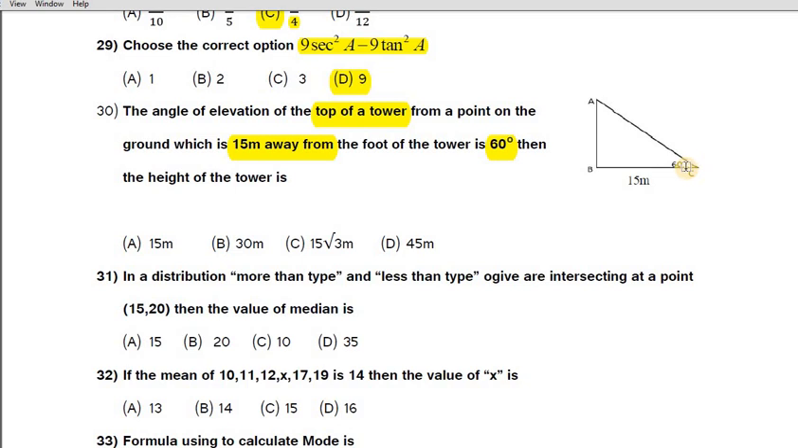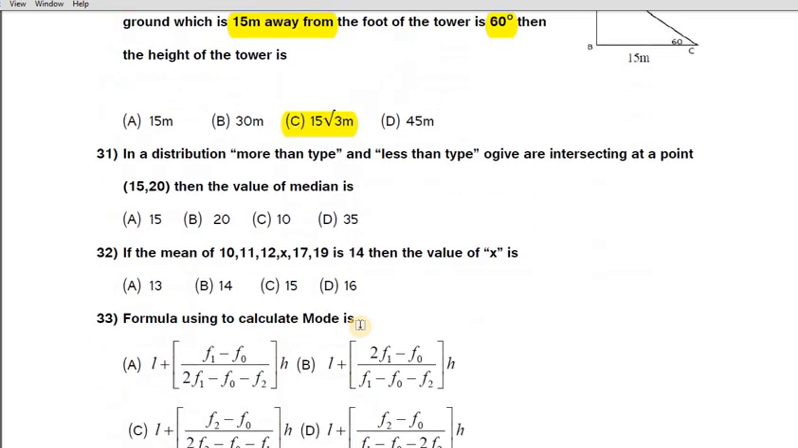So which trigonometric ratio will we use? BC is given, AB we need to find. So AB is perpendicular, BC is base, means opposite side by adjacent side. So that is the tan ratio we want to use. So tan 60 degree is equal to AB by 15. So tan 60 degree value is root 3, equal to AB by 15. Do the cross multiplication, it gives the answer C, 15 root 3 meter.